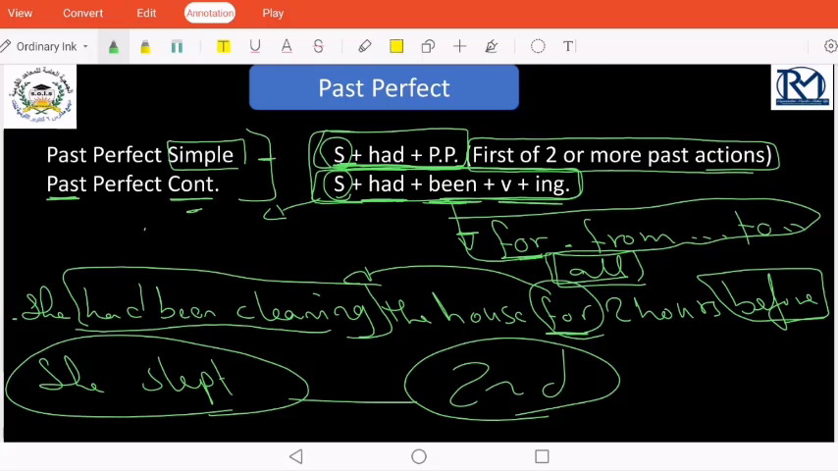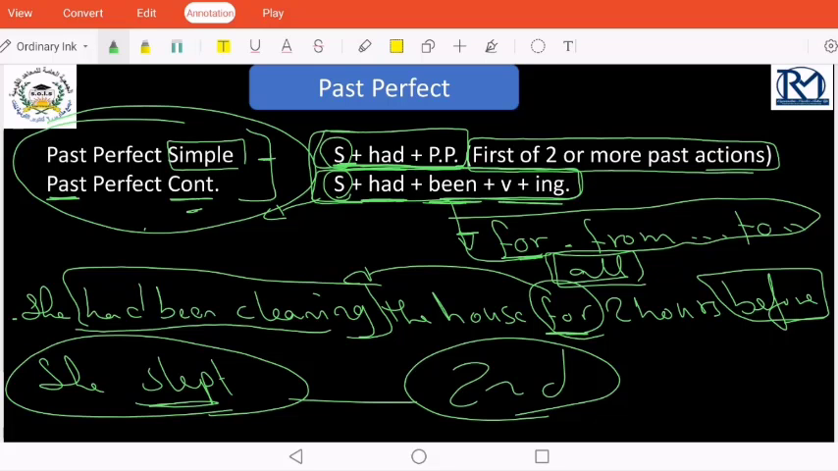So first action, past perfect simple or past perfect continuous. Second action, past simple. If the first action was past perfect continuous, again, the second action will be past simple. So in all cases, the first action takes one of these tenses, and the second action must be past simple tense. Okay, so this is the usage of the tense itself.